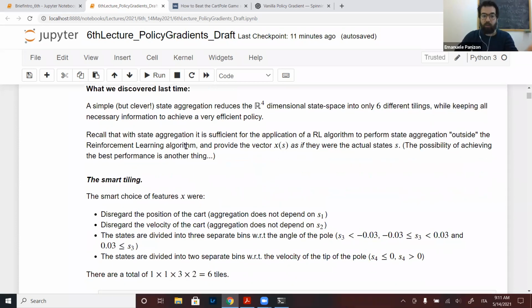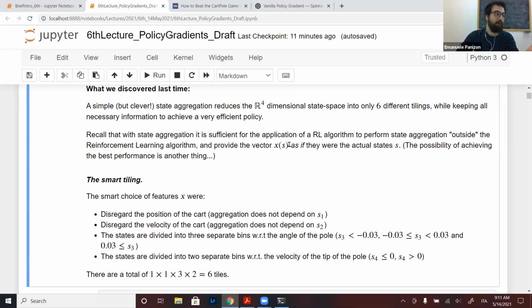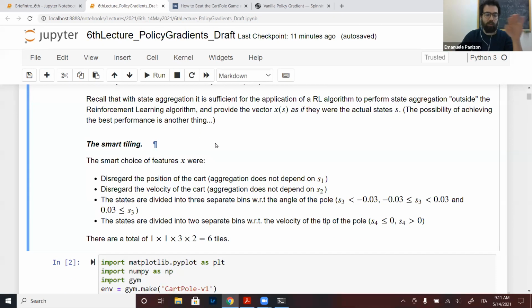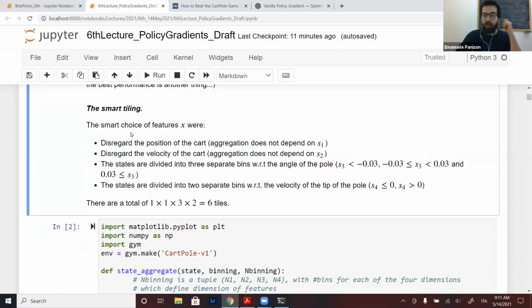So outside of the reinforcement learning algorithm, we will take the S and we will transform it into the feature vectors, and then we will use the feature vectors in the algorithm as if they were the state S. For the algorithm, it's the same in the sense that it has a discrete state. Clearly, we are dealing with a value approximation, so the possibility of achieving the best performance is separated by this. But for the algorithm to work, technically, it's sufficient to do the state aggregation outside.